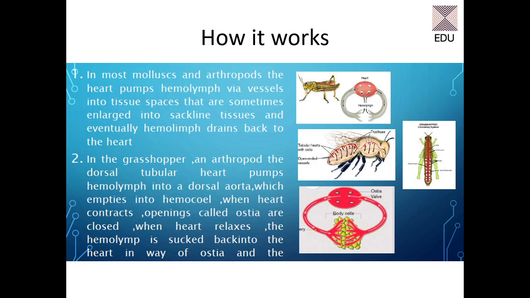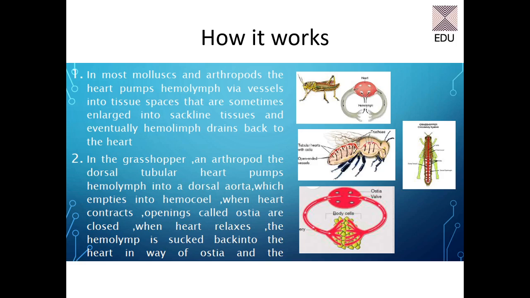In the case of the grasshopper, which is an arthropod, the dorsal tubular heart pumps the hemolymph into a dorsal aorta. Now here, if you see the diagram, this is the dorsal heart in the very center. It is a kind of tube-like heart. So in insects, we say it is a tubular chamber, a tubular kind of heart. So it is chambered and it is tube-like.